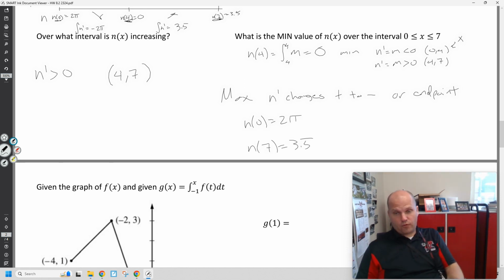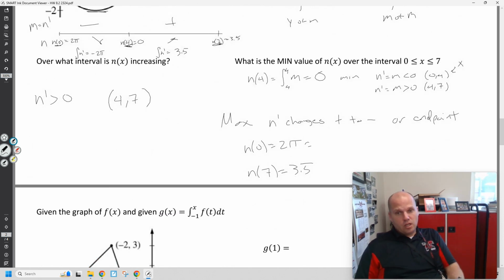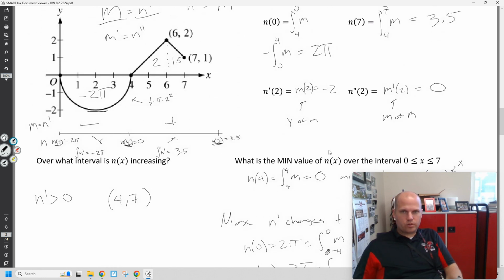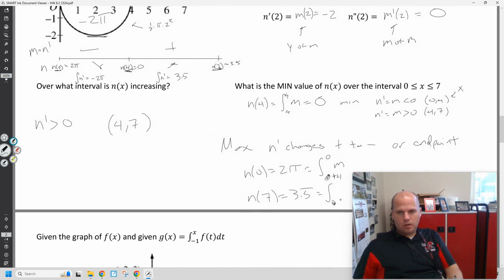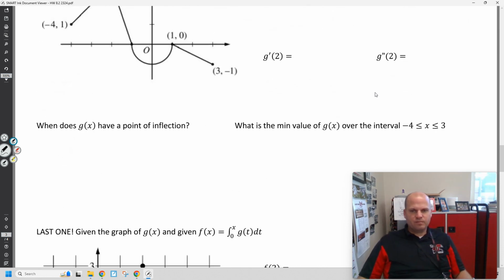You've showed your work for that. Make sure you show your work for that using integrals. If you don't show your work for that, I'm not giving you credit. What is it? 4 to 0. This is positive 4 to 0. And this is positive 4 to 7. If you don't show your work for that, you don't get any credit. This is the max. It's one of the endpoints.